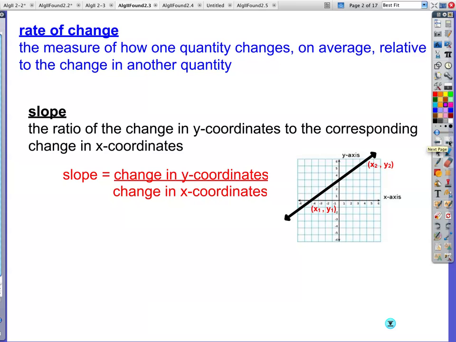Here we go. Rate of change is the measure of how one quantity changes on average relative to the change in another quantity. Some very basic examples would be miles per hour, how much money you make an hour, how many miles per gallon you get. Those are examples of rate of change.